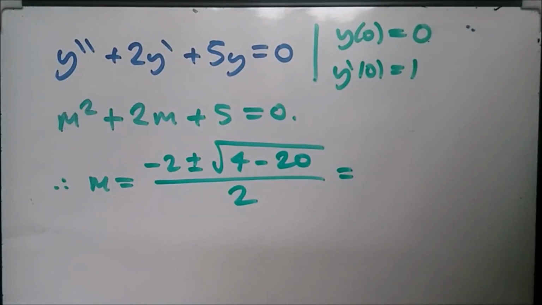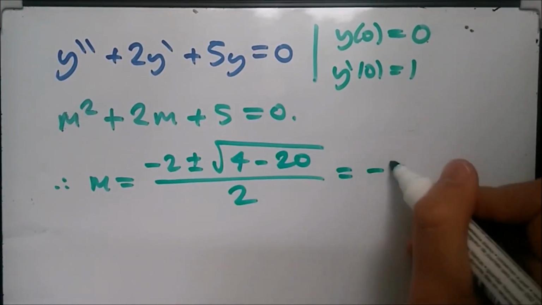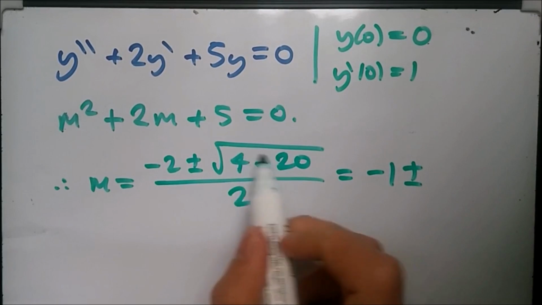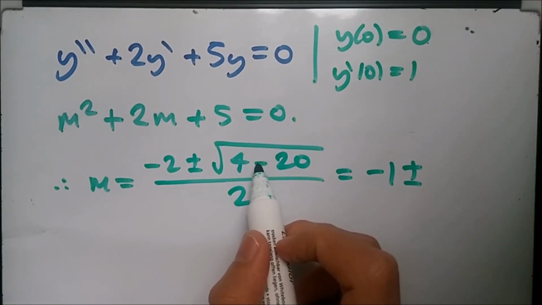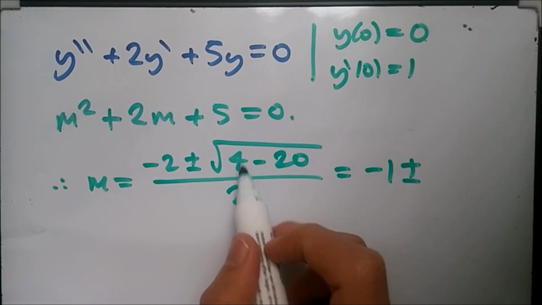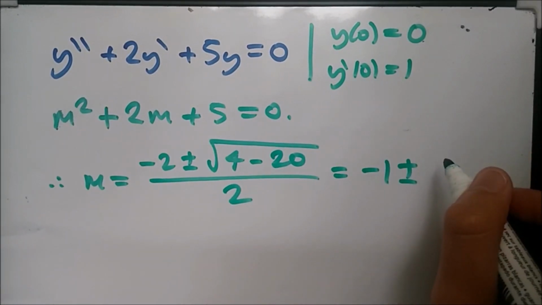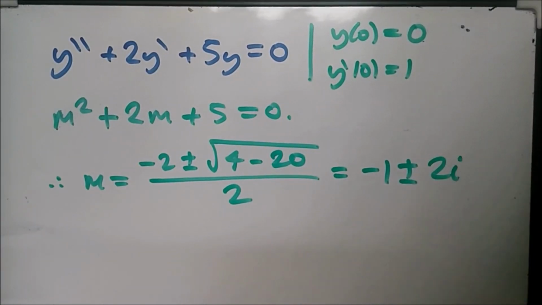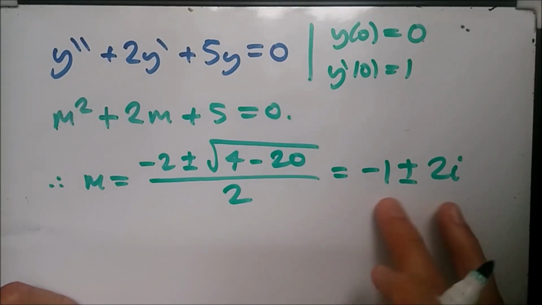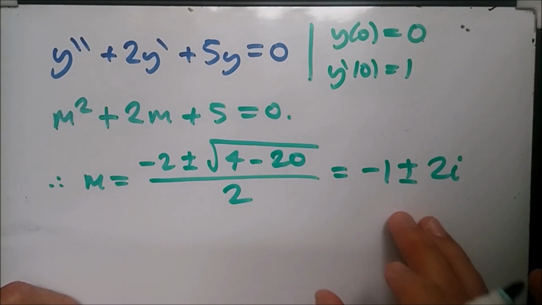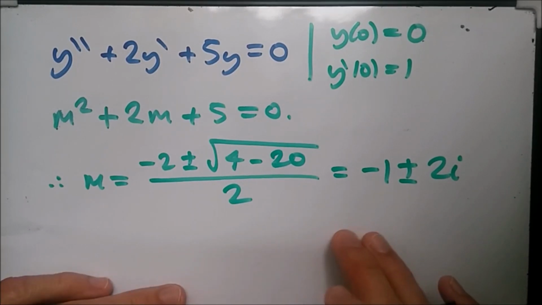And this should give us minus 1 plus minus, the square root here is minus 16, which would be root 16 i. Root 16 i over 2. Root 16 is 4. We're going to get 2i. So you guys can check this for me. So as you see, we've got complex roots. Now, unfortunately, we cannot do the same method as previous. So we're going to have another final solution.